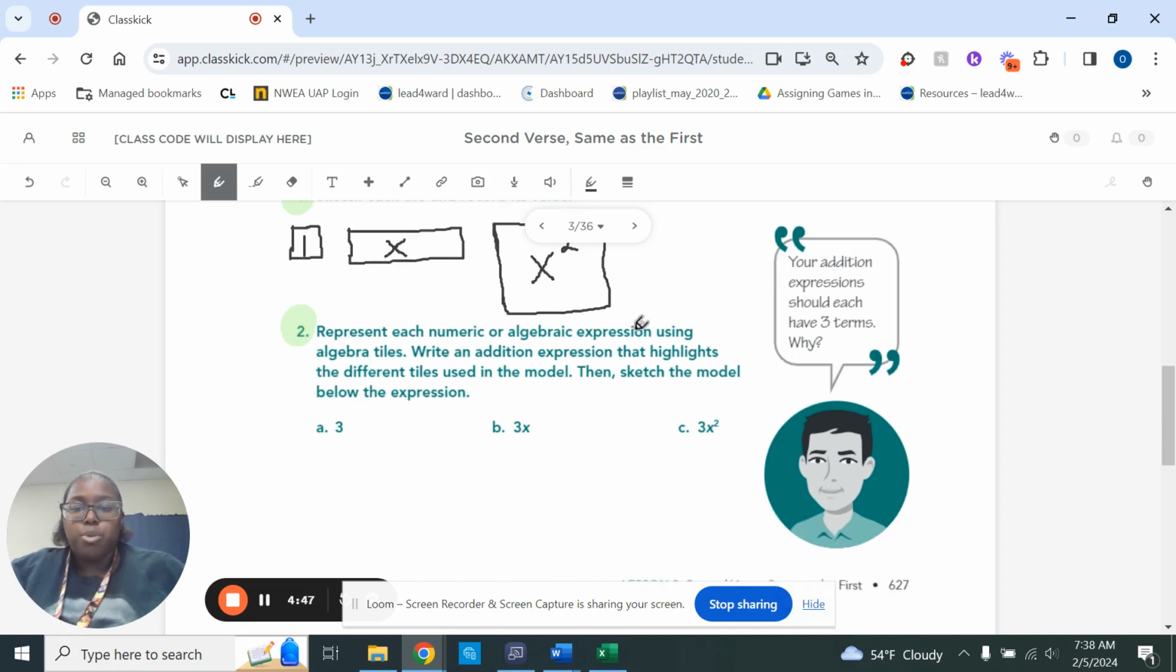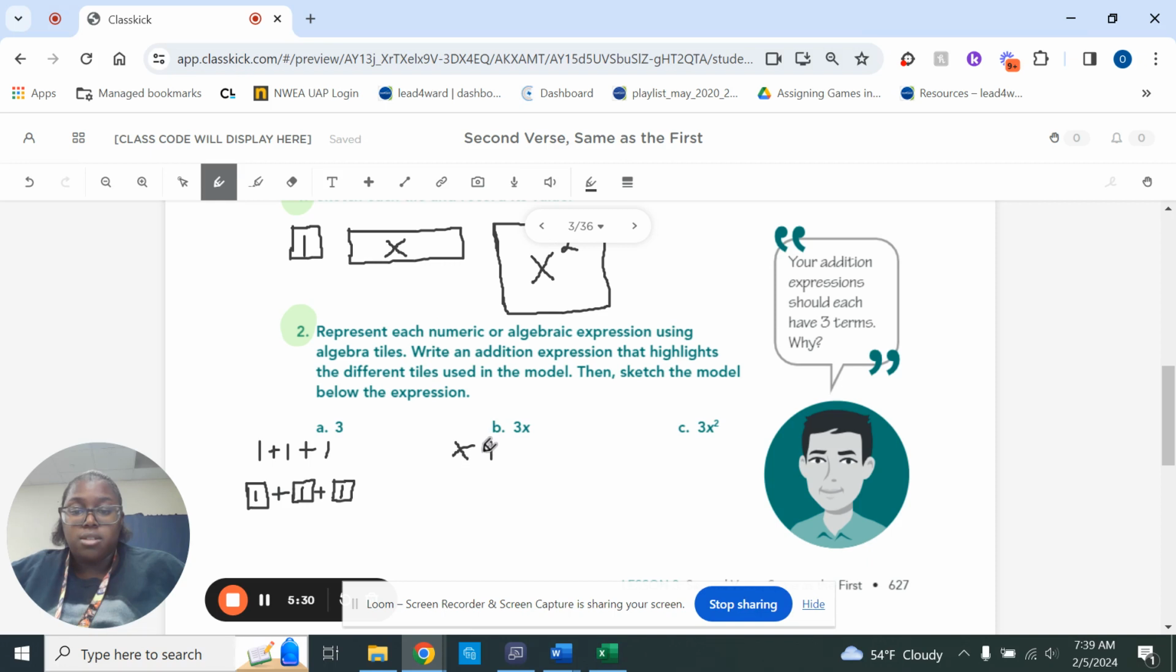Represent each numeric or algebraic expression using algebra tiles. Write an addition expression that highlights the different tiles used in the model. Then sketch the model below. So this one would be 1 plus 1 plus 1, and it would look like that.